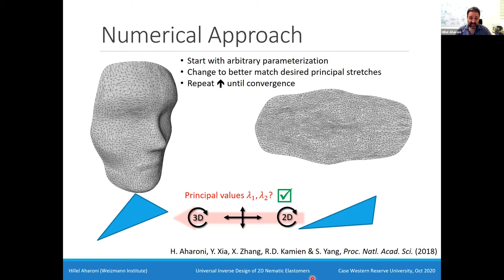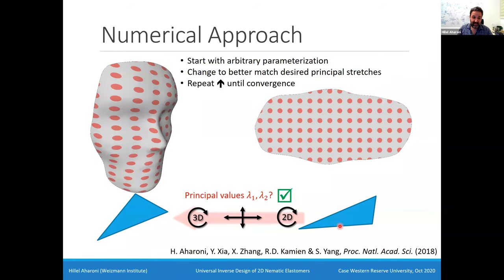to a situation where the eigenvalues of all the individual triangle deformations are close to lambda one and lambda two. And if this is indeed the case, then an array of circles in coordinate space will map under that mapping to an array of identical ellipses on the surface, so the principal axes will be lambda one and lambda two at every point, and only the direction of the ellipses will be different.